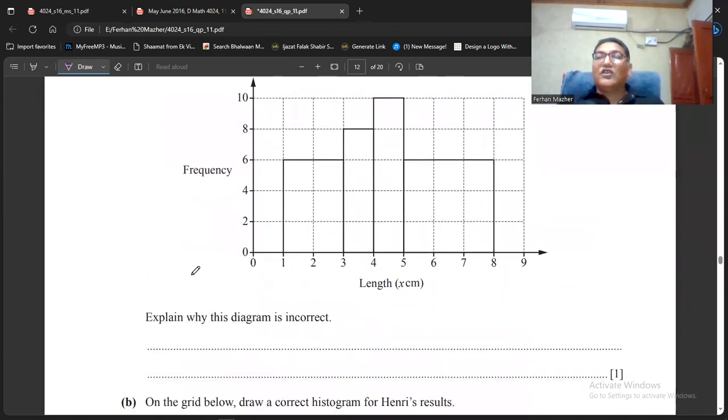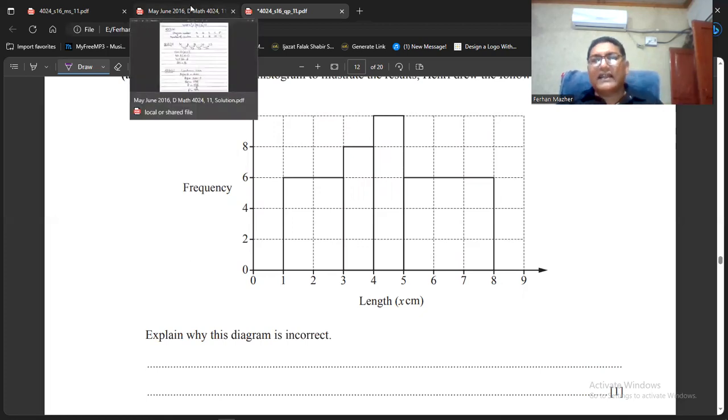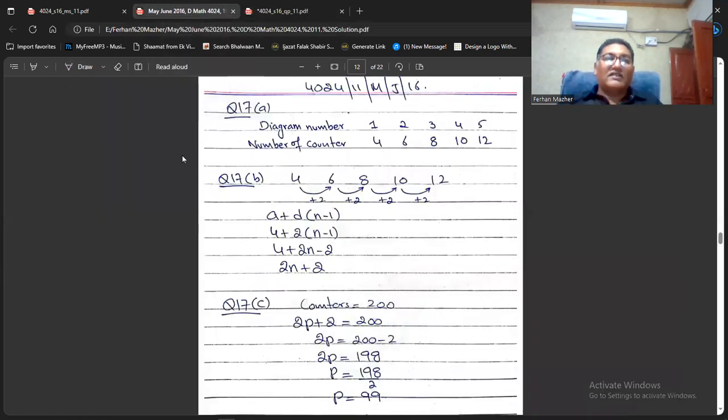So why is this an incorrect histogram? Because the class widths of each class are different. And so the histogram was supposed to be drawn between the frequency density and the classes. But they have drawn the histogram between the frequency and the classes, or you can say length. So that is wrong.